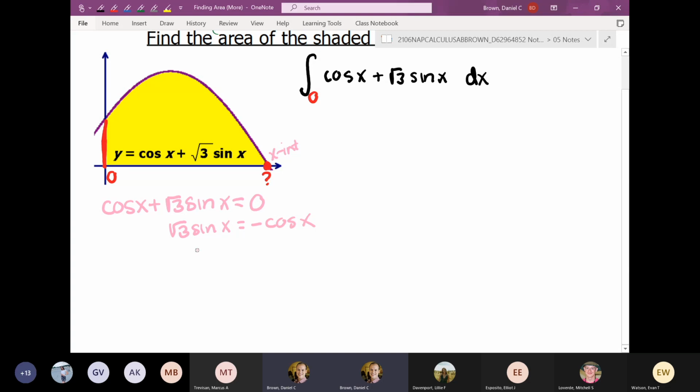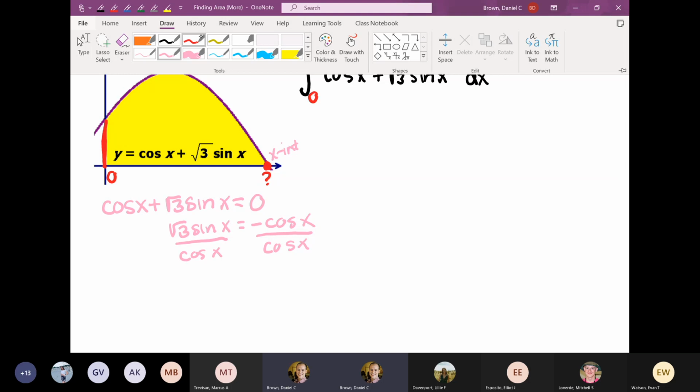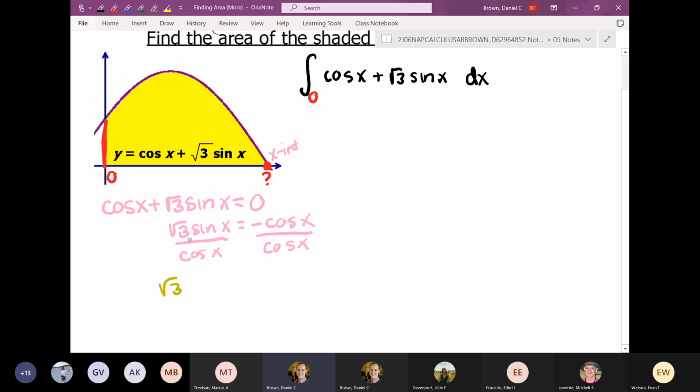How can I end up with tangent? I know that sine over cosine is tangent, so I'm going to go ahead and divide both sides by cosine. Again, why do I want to do that? This sine divided by cosine is tangent. The cosines cancel out, leaving me -1. So that original equation solved is the same thing as saying the tangent of x is equal to -1 over root 3. Some of you might have memorized your unit circle and think of it a little bit better as -√3 over 3. So basically what we're looking for is the x value that solves this equation, which would be the stopping point for that region.